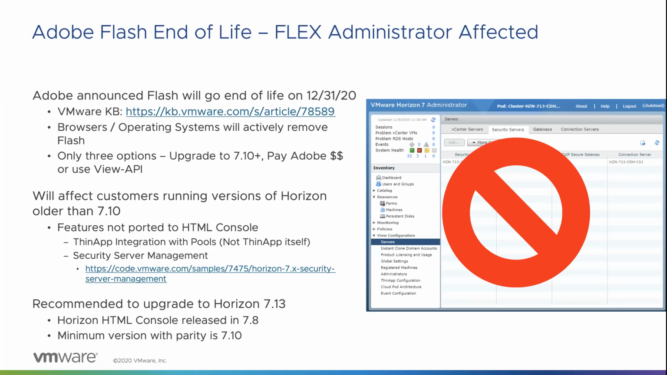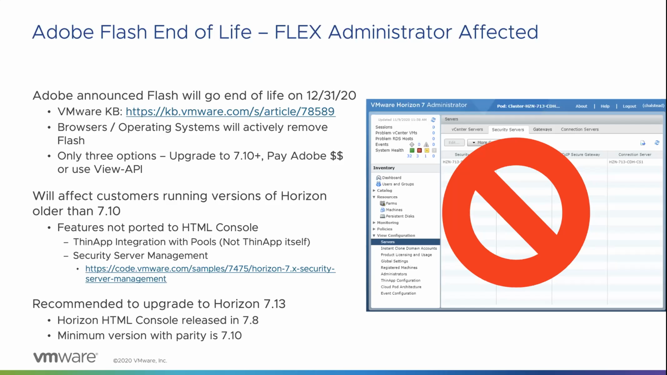So upgrading to 7.10 or greater, paying Adobe for extended support. We don't know what that's like at this point. Or use the View API to basically manually manage these features. It will affect any customer running a version older than Horizon 7.10.